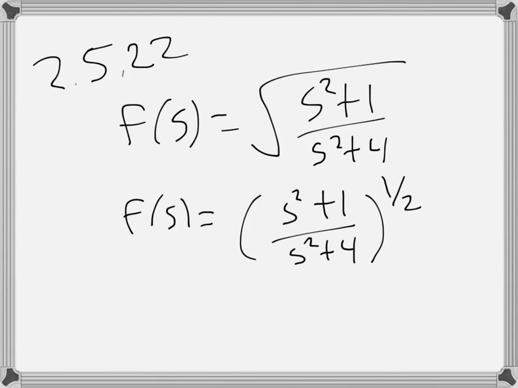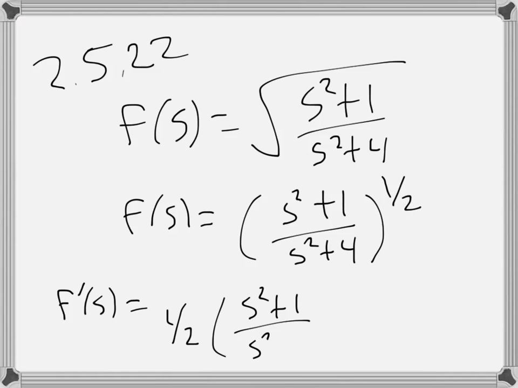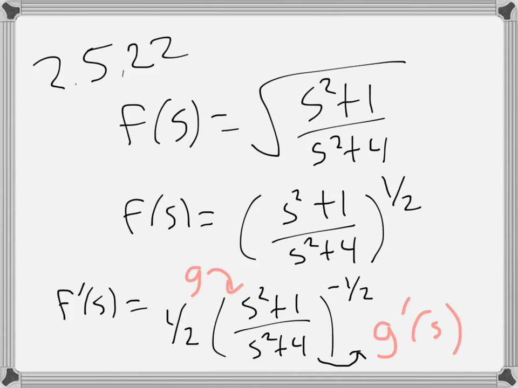So to do the derivative, I would use the power rule, except that I leave what's inside where it's at, and then I lower the power by 1, and then I need to multiply by the derivative of what's inside. If I call what's inside g, then I need to multiply by g prime of s. I need to figure that out, and I'll write that on the next slide.